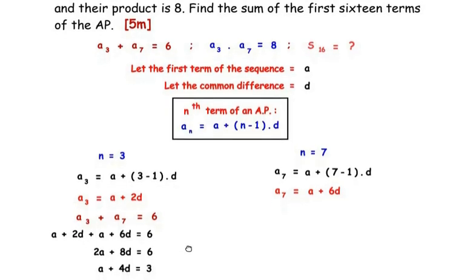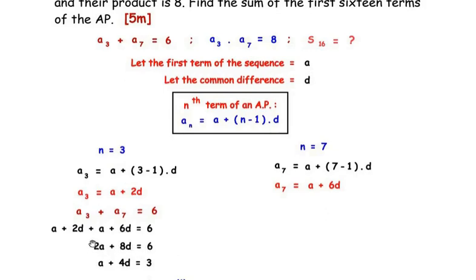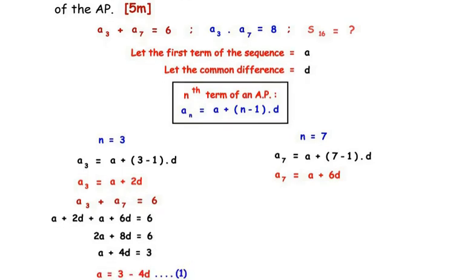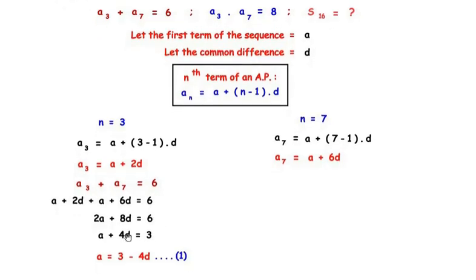Now here all the terms are divisible by 2. So 2 divided by 2, we get the first term as A plus 2 divides 8 giving us 4. So the second term becomes 4D is equal to 2 also divides 6 giving us 3. So here let us take 4D on the other side of equal to sign so that we get A equal to 3 minus 4D. And let us consider this as equation 1.